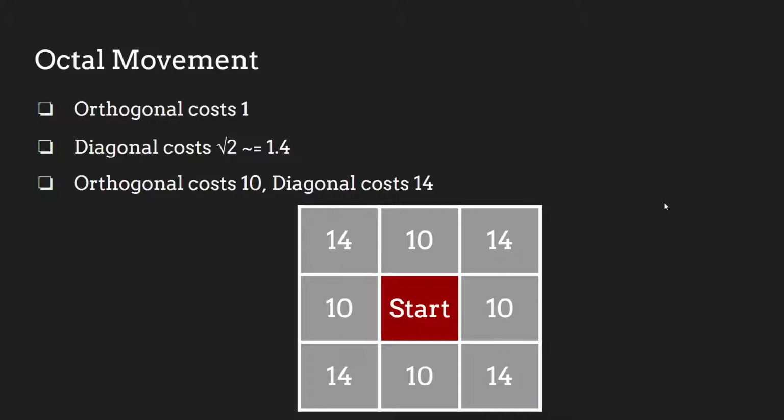Now, before I go into a bit more detail on that, I want to specify the type of movement that I was using in my project, which is octal movement. The way octal movement works is that orthogonal movement costs 1, while diagonal movement costs the square root of 2, which is roughly 1.4. So for the sake of simplicity, I multiplied these by 10 to get 10 for orthogonal movement and 14 for diagonal movement.